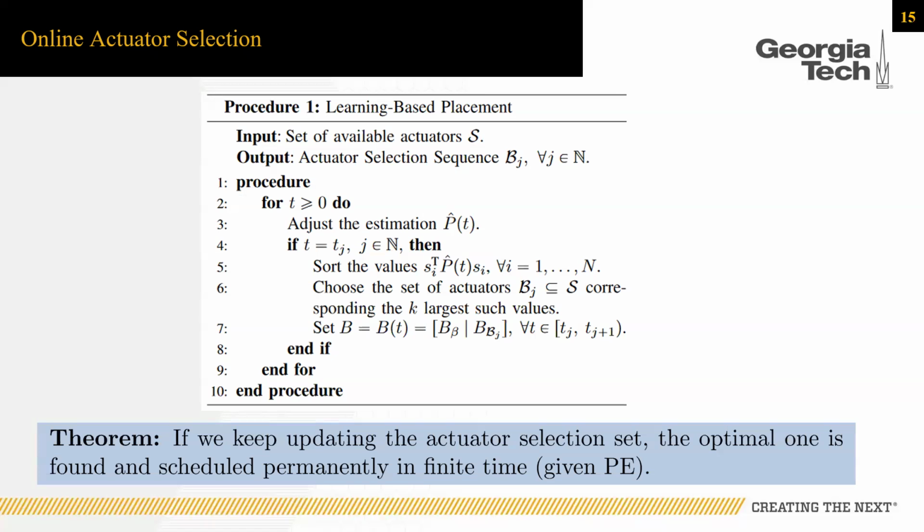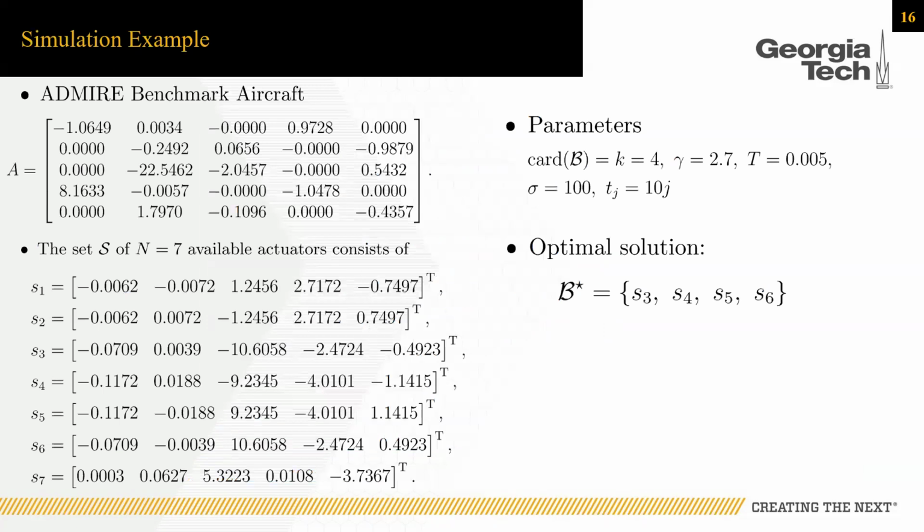Okay, so of course, as I said, we're controls people, we like the theorems, okay? So if I keep updating that one, I can eventually find the optimal actuator placement in finite time, given, of course, I have some condition that is from before, exploration exploitation, and I can do that in finite time. Okay, let's see how this works.